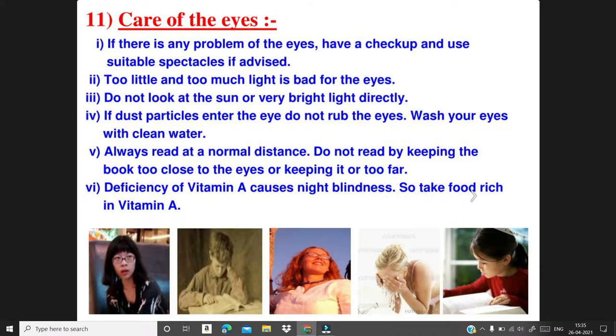Now, if dust particles enter the eye, do not rub the eye. Wash your eye with clean water. Many times dust particles enter our eye, we rub it, and it becomes red. So we should not rub our eyes. We should clean them with water. Always read at a normal distance. Do not read by keeping the book too close to the eye or too far. Now, deficiency of vitamin A causes night blindness. So, take food rich in vitamin A.